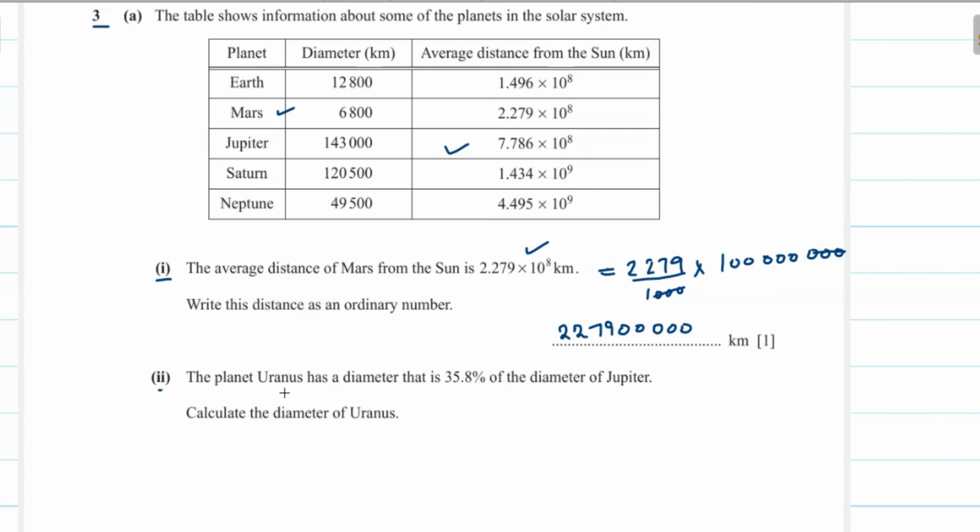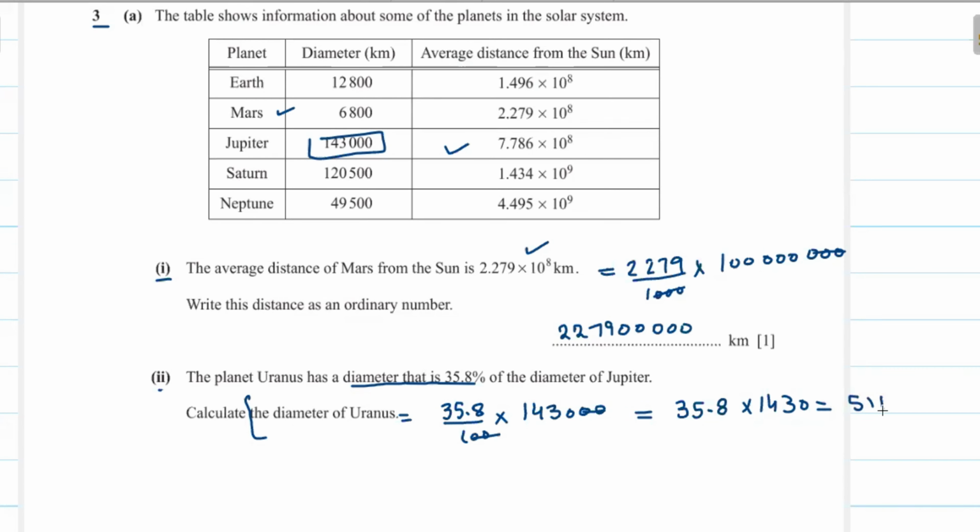Part second, the planet Uranus has a diameter that is 35% of the diameter of Jupiter. Calculate the diameter of Uranus. Now the diameter of Uranus will be equal to 35.8 over 100 multiplied by the diameter of Jupiter. The diameter of Jupiter, you see here, is 143,000, and therefore this value will be equal to 251,194 kilometers. This is the answer.